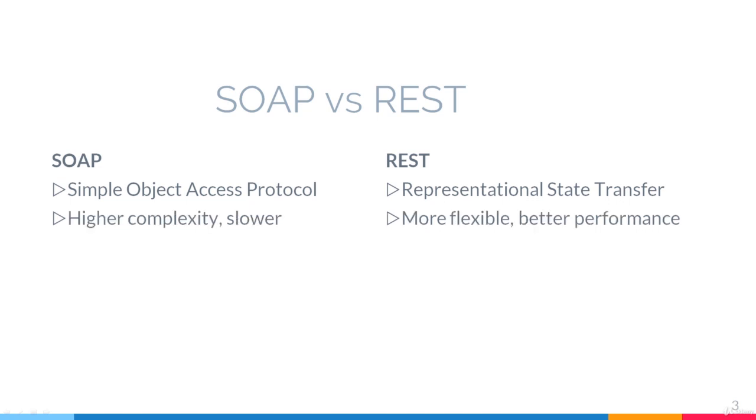SOAP comes with strict rules and advanced security features. Its higher complexity requires more resources, which can lead to slower page load times. REST has a more flexible architecture and fewer guidelines, so RESTful web services have better performance. REST allows different messaging formats such as HTML, JSON, XML, even plain text, while SOAP only allows XML.